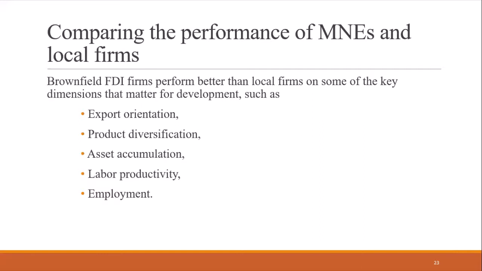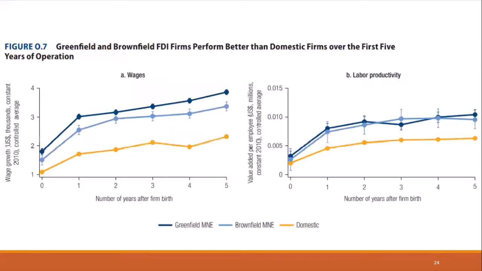Okay, now we want to study these key dimensions one by one. These dimensions are export orientation, product diversification, asset accumulation, labor productivity, and employment. So let's compare the performance of the firms in these aspects. The first figure. These figures compare the performance of foreign firms and local firms. Those two blue lines show the performance of foreign firms, and the yellow line shows the performance of domestic firms.